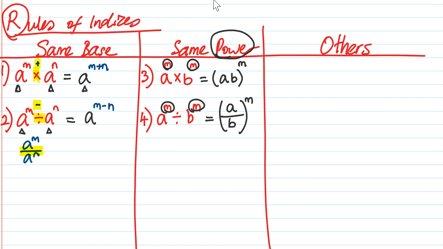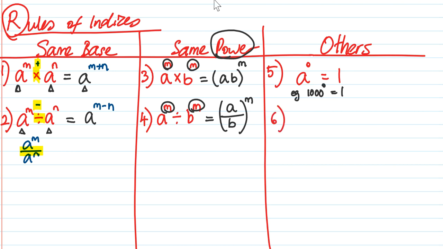Now there's others that do not fall very closely to whether it's same base or same power. And this is the next example. It's very simple. It's just a to power 0. Maybe let me write it again because it doesn't look so good. So anything to power 0 is 1. So you can have example, I'll give my examples later. You can have 1000 to power 0 and it's still 1. So that is the 5th rule of indices.